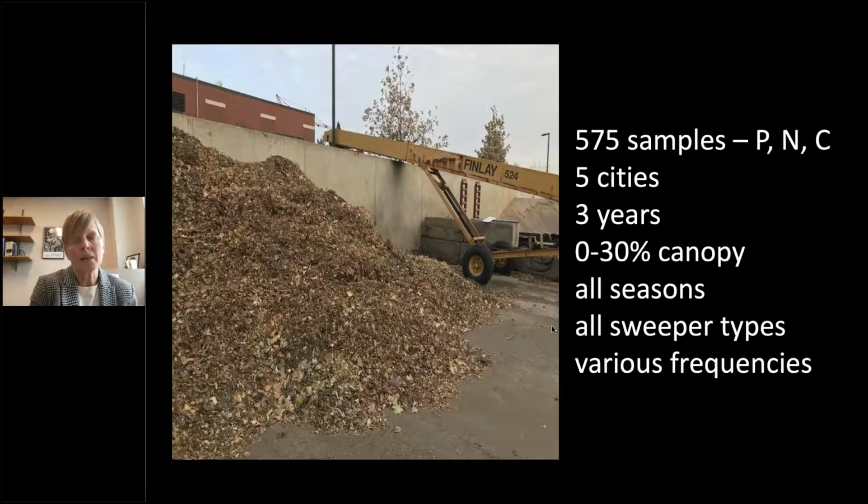Again, we had 5 cities. We sampled street sweepings in 3 different years. The sweeper routes ranged from 0 to 30% tree canopy cover. We sampled across all of the snow-free seasons and across a diversity of sweeper types. There were mechanical broom sweepers and regenerative air sweepers, as well as vacuum collectors represented in these samples. And these cities were sweeping at various frequencies.